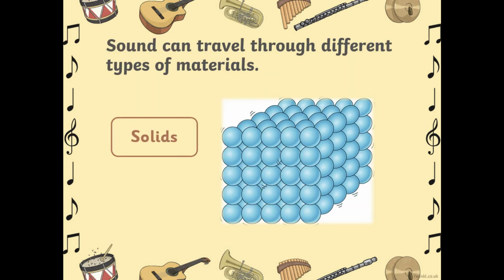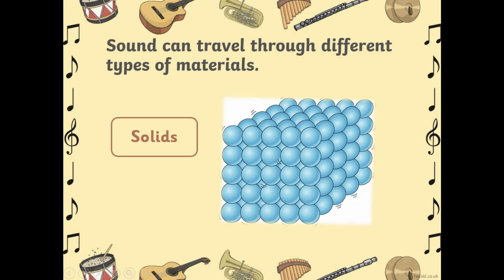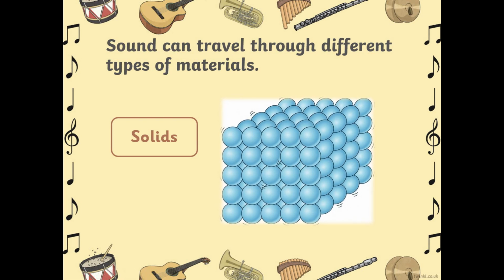Sound can travel through solid the best. Why? Because the particles in solid are very, very tight together, as you can see. So when one particle vibrates, the rest of the particles vibrate almost immediately. So sound can travel much faster through solid than any other states of matter. To prove that, let's watch this video.